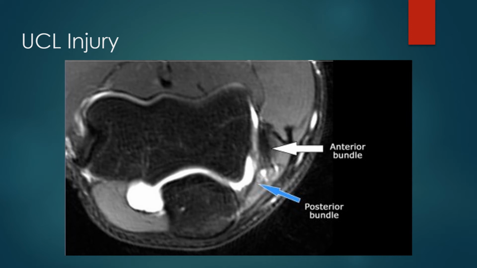So this is an axial image of the elbow, which can be very useful for visualizing the UCL in more of an anterior-posterior direction, since you'll get more of a top-down view of the ligament itself.